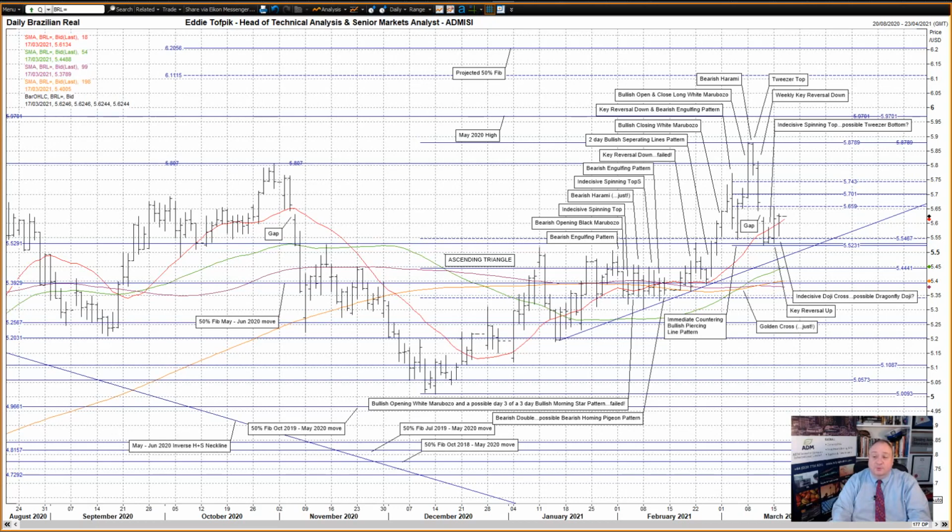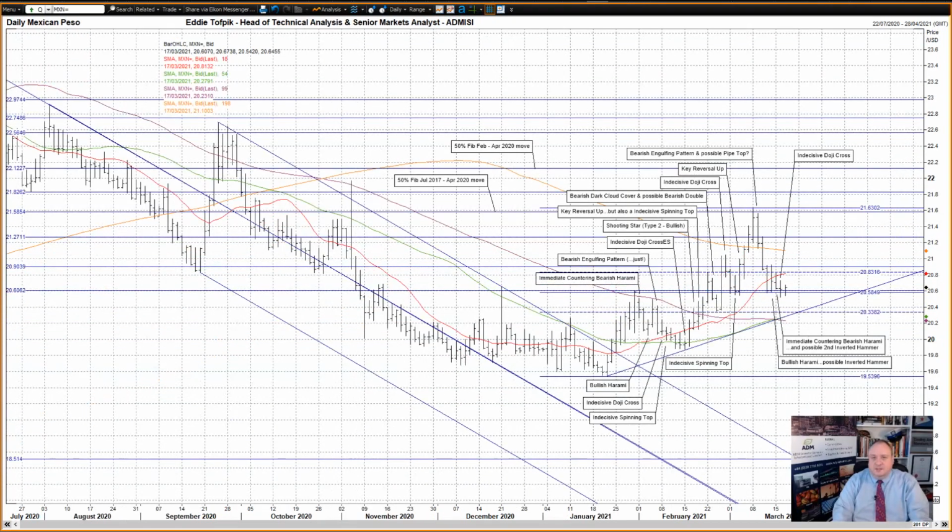Below, we have the support of the lesser 38.2% Fibonacci line of the May to June 2020 move, 552.90. Now this lesser Fibonacci level is interesting because it provided the flat trend line necessary for the recent bullish ascending triangle. Overhead, we have the lesser 38.2% Fibonacci of last week's move at 565.90. Now this provided Monday's high, interestingly enough, and the 50% Fibonacci line beyond that at 570.10.